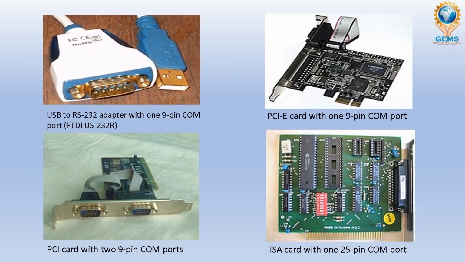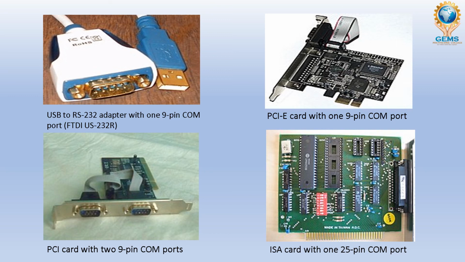We can see some other COM port examples: there are adapters that come with a 9-pin COM port that is convertible to USB. If you have a COM port compatible printer, you can use a converter like that. A USB to RS-232 adapter is available in the market, and there are also PCIe cards with an additional 9-pin COM port. If we want to add an extension slot for COM ports, we have a PCI card with two 9-pin COM ports for connecting two devices.